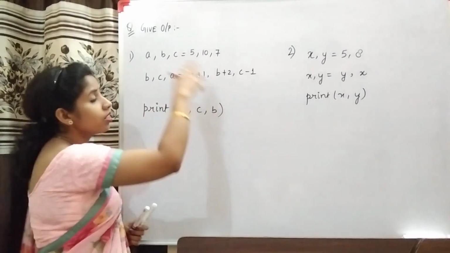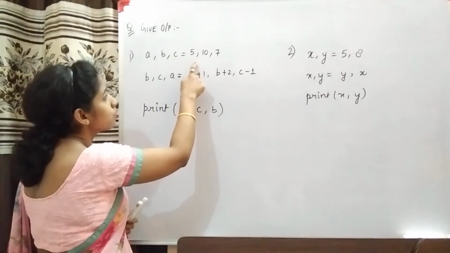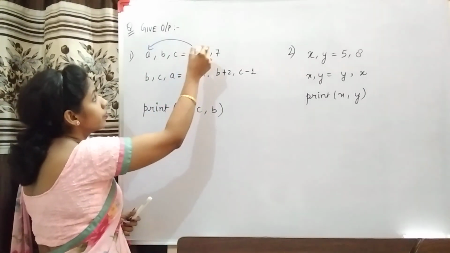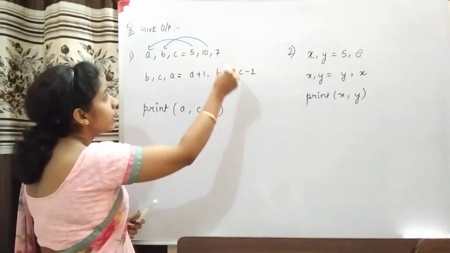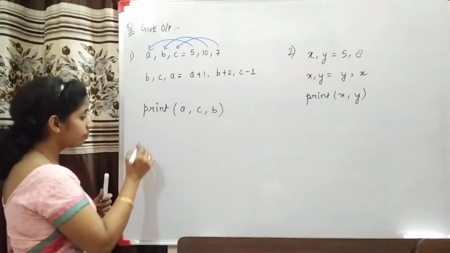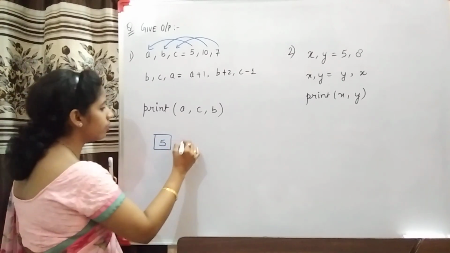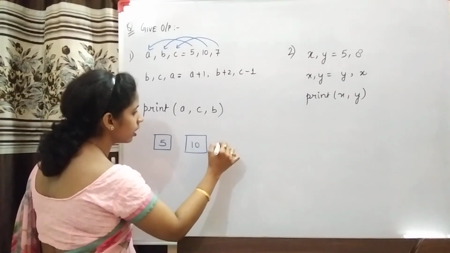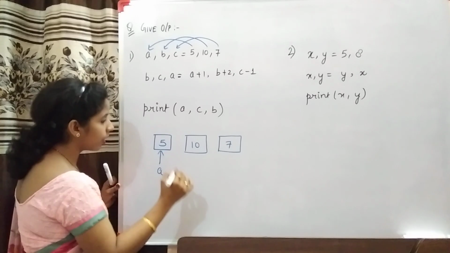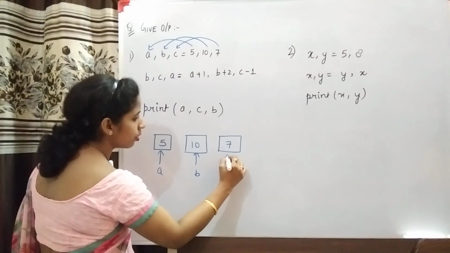Now suppose you have to give output of this code. Okay, so first of all, what is happening? a, b, c is equal to 5, 10, 7, means a will be assigned the value 5, b will be assigned the value 10 and 7 will be assigned to the variable c. So what will happen in memory? There will be a memory block having 5, there will be a memory block having 10 and there will be a memory block having value 7, and a will be pointing to 5, b will be pointing to 10 and c will be pointing to 7.